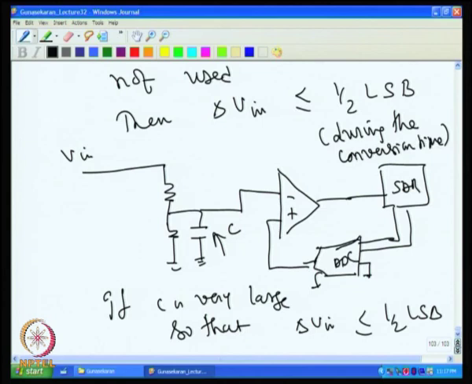So, this way one can convert very fast. Of course, as I said, noise is a dominant factor, and it also needs a sample and hold amplifier. Nevertheless, because speed is an important criterion in today's world, this successive approximation ADC is the most popular ADC, and it is extensively used in the real world.